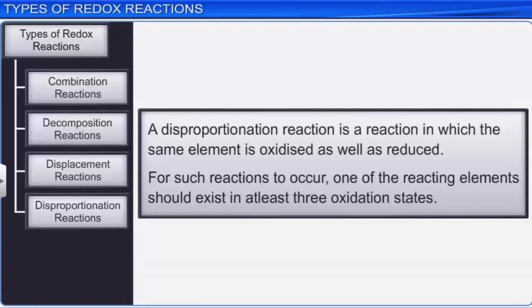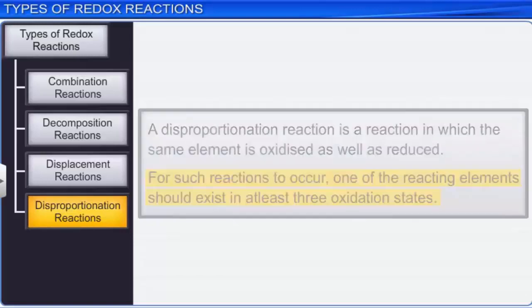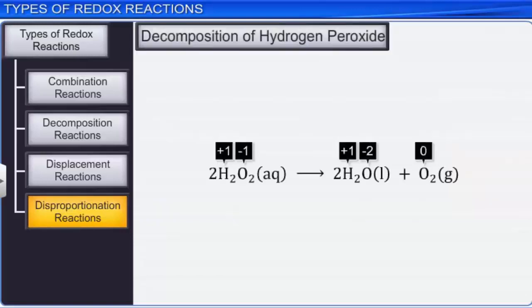Finally, let's look at the last type of reaction: disproportionation reaction. A disproportionation reaction is a reaction in which the same element is oxidized as well as reduced. For such reactions to occur, one of the reacting elements should exist in at least 3 oxidation states. For example, the decomposition of hydrogen peroxide is a disproportionation reaction.